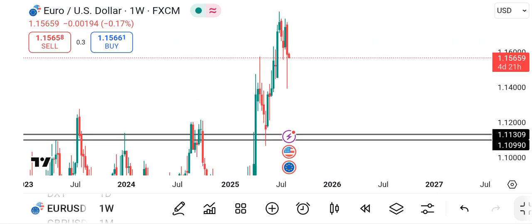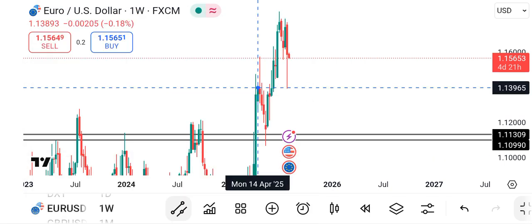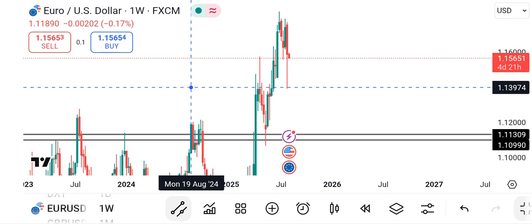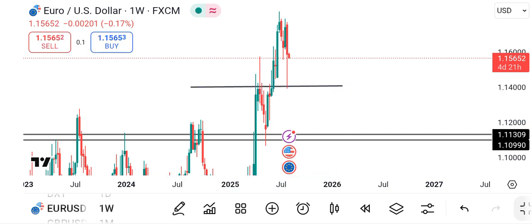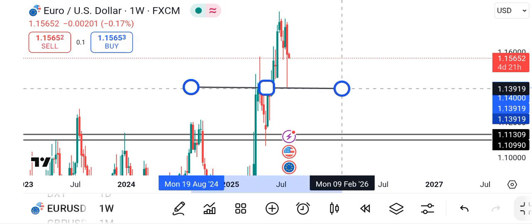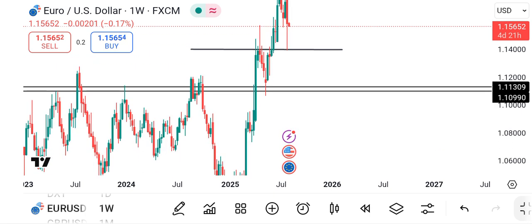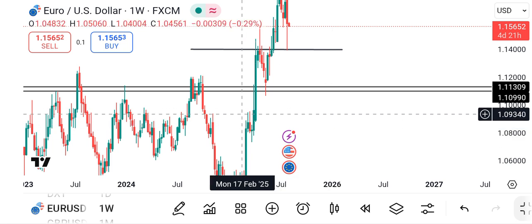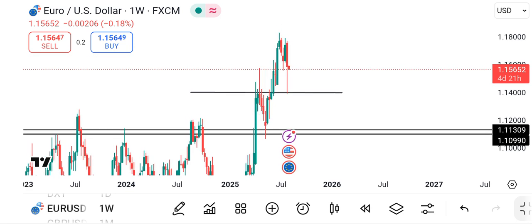On the weekly, you can see that we had this break of structure here, here, here, and here. If you understand how to read structure, we have this leg to the upside, and this leg to the upside here. We came back down here. We shoot up again, and the market came back to test this particular zone here. The moment the market came back, it tested it, and the market shot up.